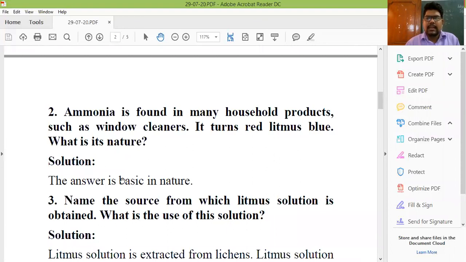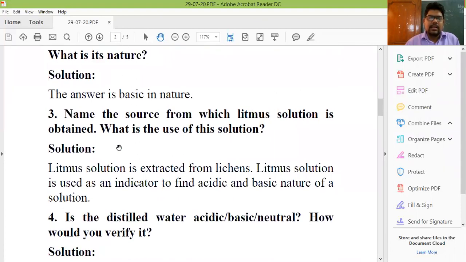See question number two, it is very simple and easy. Ammonia is found in many household products such as window cleaner. It turns red litmus blue. And what is its nature? Answer is basic in nature.